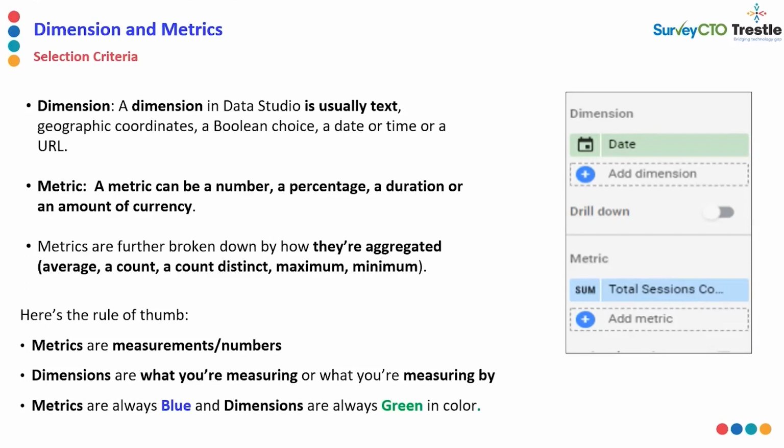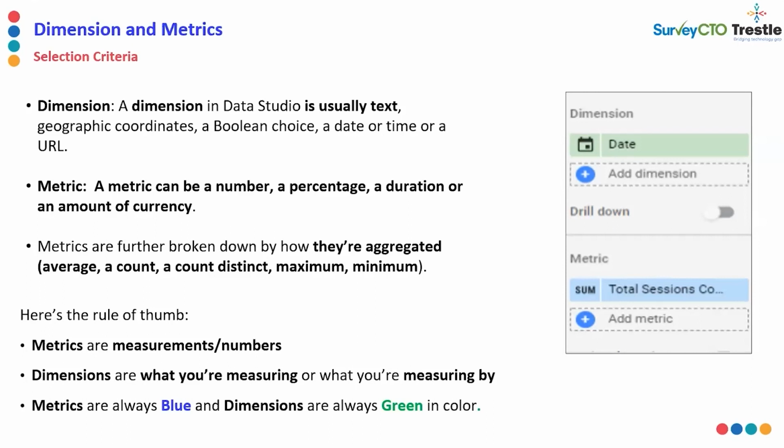Most of the time people get confused between dimension and metrics. That's why the thumb rule says that metrics are numbers, dimensions are what you are measuring, right? And if you want to identify, as you can see on the screen, dimensions are always green in color and metrics are always blue in color.